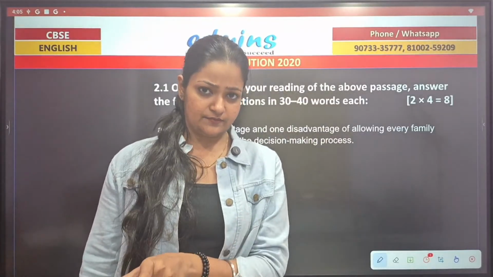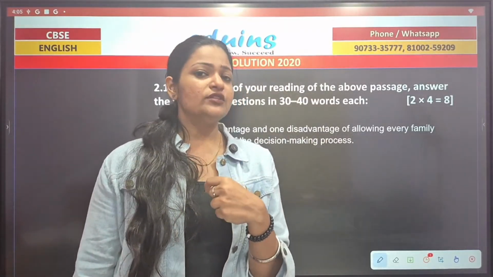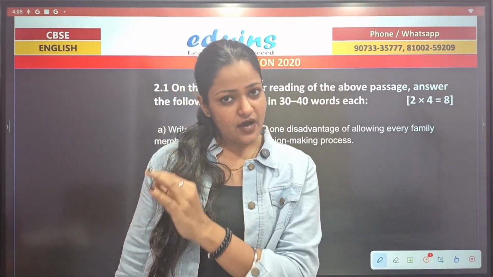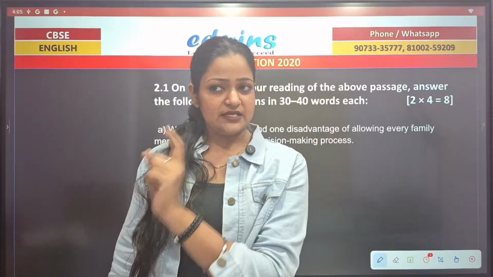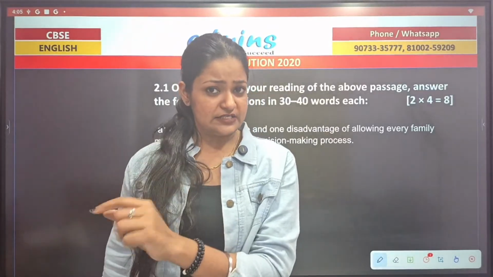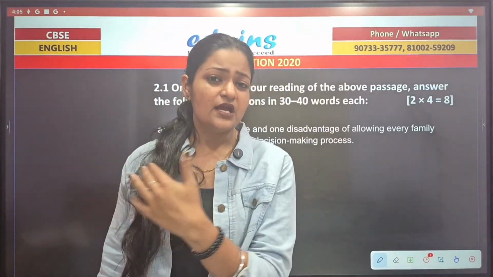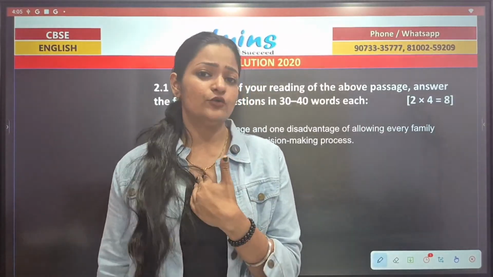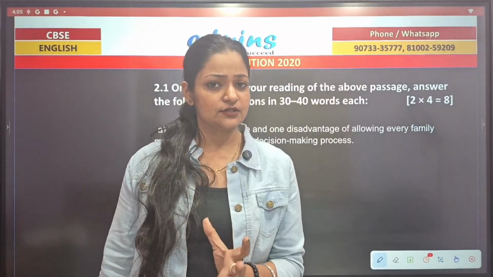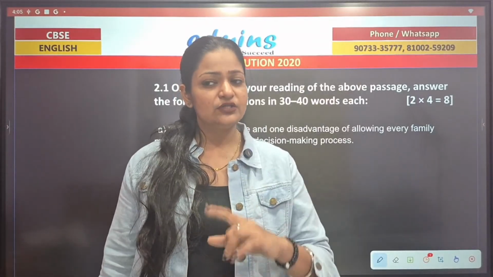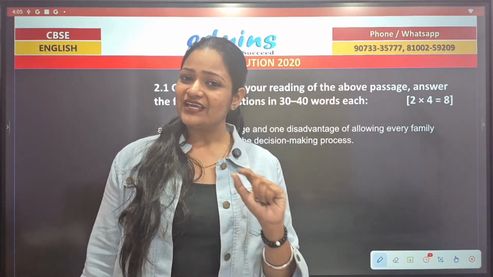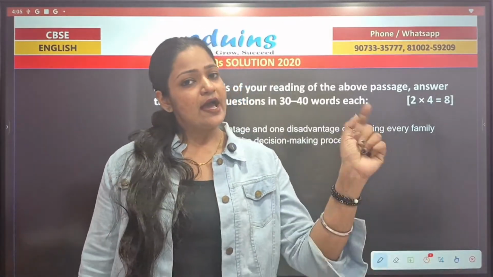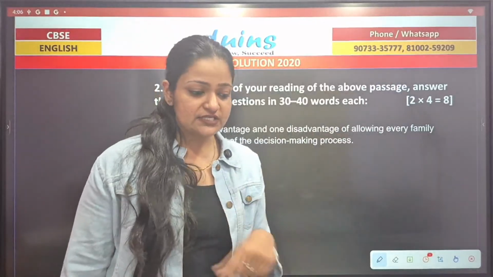In this passage, we have read that every member of the family has an equal say. I am not the head of the family. My father is the head of the family, and he can decide, obviously, because he is the head of the family. But I can also add my opinion. I can say, no, dad, I think this is not good, this is good. My sister can also add her opinion, and my mother too. So this is how it works.